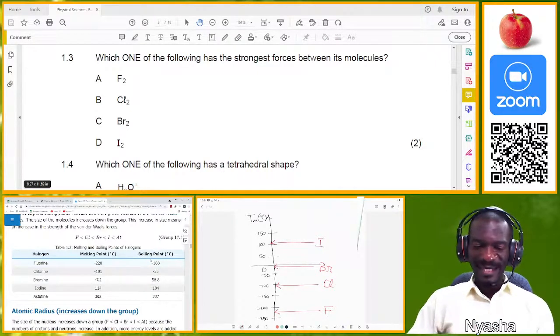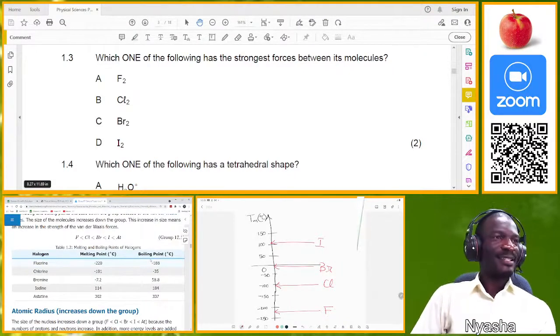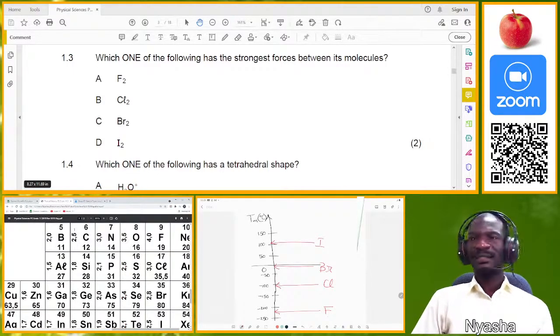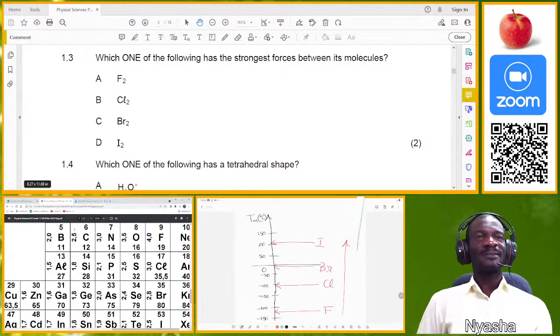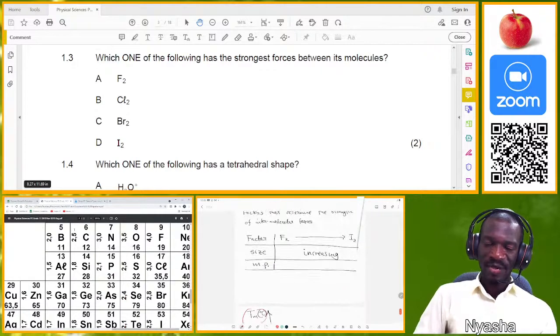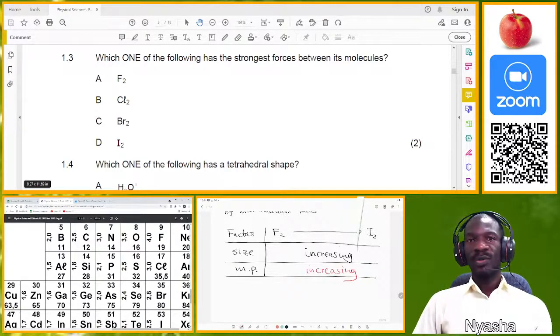So when you look at these numbers, are they increasing or decreasing? This is the trend according to the question. F, Cl, Br, all the way to iodine. Do you notice we are actually increasing in temperature? So therefore, we can also say the melting point here is increasing. The melting point here is also increasing.